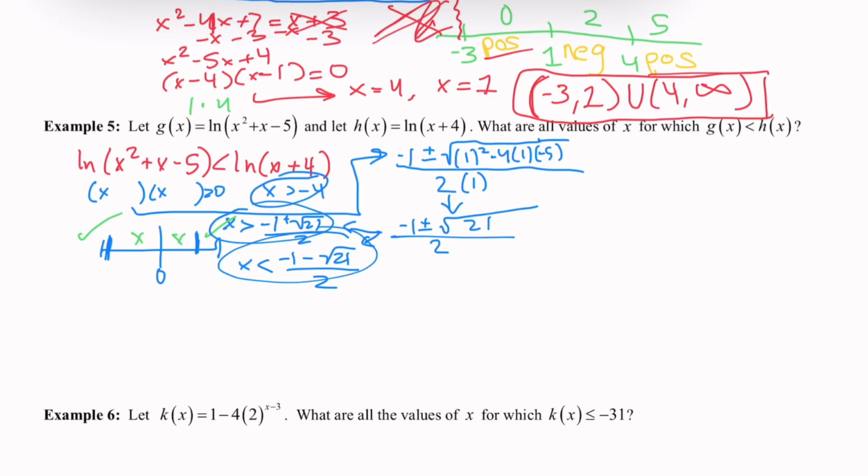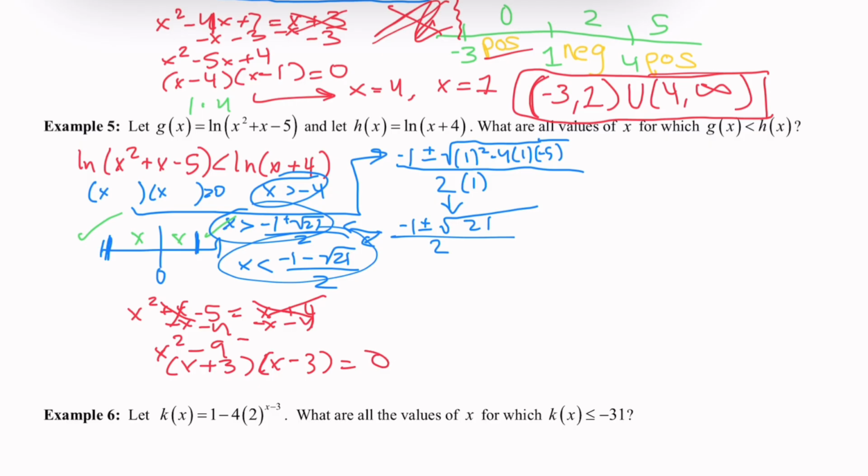This, and this is our domain restriction, and so let's solve now. So we can take away the log. When we solve for x, we can change that into an equal sign just to solve for x. So that gets away. So it's x squared minus 9. So x plus 3 and x minus 3 is equal to 0. So x is equal to -3 and x is equal to 3. So now we can do the number line to see where g of x is less than h of x.